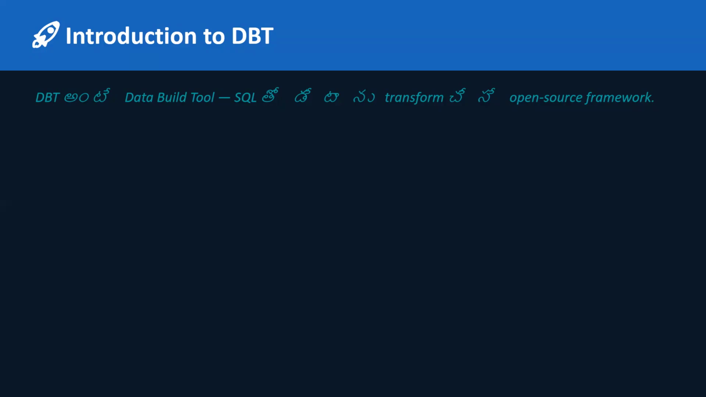We are going to write SQL code, DBT is going to compile that code, and it is going to run that code. So that's it. No Python, no complex pipelines, just SQL plus Jinja templating. DBT handles everything else: dependencies, testing, documentation, lineage, these things.